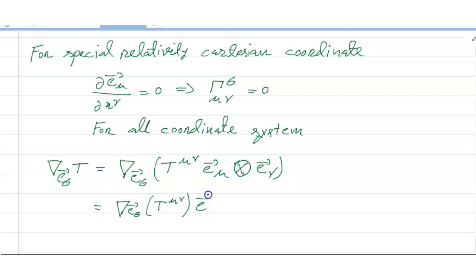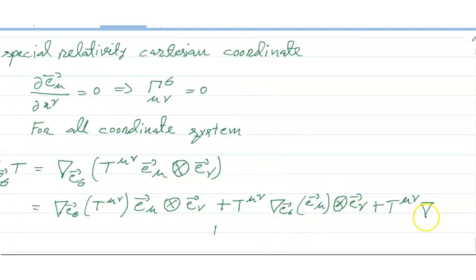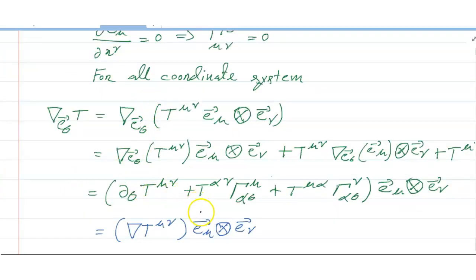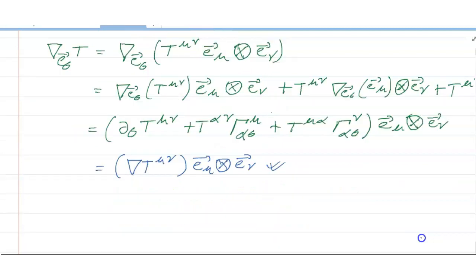Del E bar sigma into E bar mu plus, we are doing covariant derivatives, T mu nu del E bar sigma E bar mu cross E bar nu plus nabla E sigma E bar mu. So friends, we are using covariant derivatives, we must use a correct covariant derivative and take the derivative of the basis vector as well.